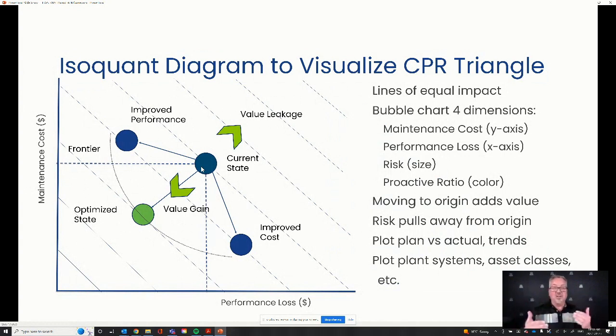But our decisions, if we decide to do an asset investment, then we're going to spend more and we hope to reduce that production loss. But the key question here is, where are you relative to that ISO line? Are you moving towards the origin, which would be a value gain, or, if you're managing more poorly, then that's the value leakage, and that's that risk that's pulling it away from the origin, right? So this is a good way to visualize that CPR chart.